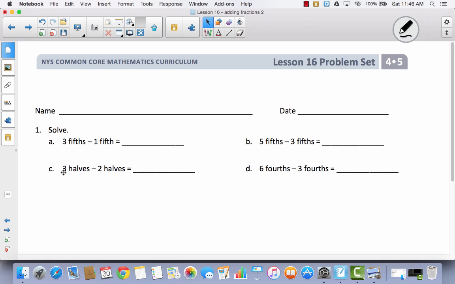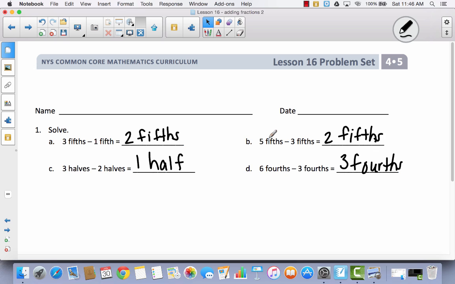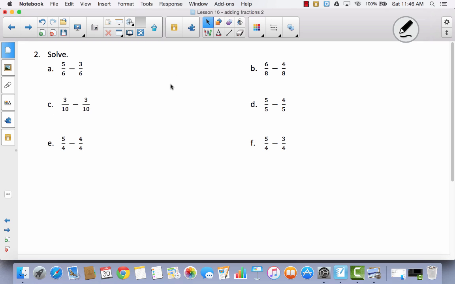So 3/5 minus 1/5 equals 2/5. 5/5 minus 3/5 equals 2/5. 3/2 minus 2/2 equals 1/2. 6/4 minus 3/4 equals 3/4. So I want you to notice that your denominator never changed in any of these subtraction sentences. It just became like a unit, like meters or centimeters or dogs or apples.